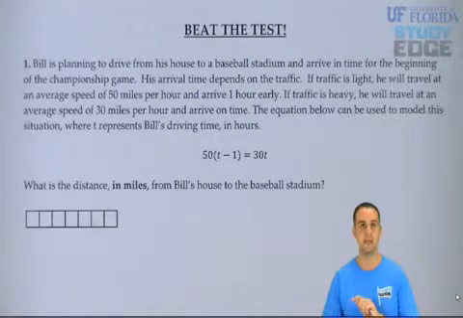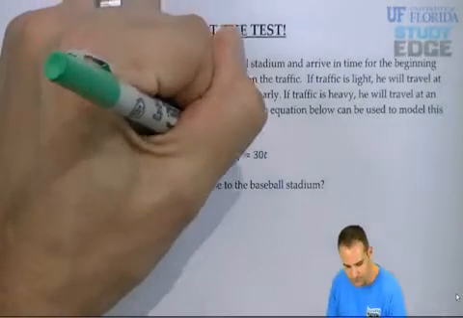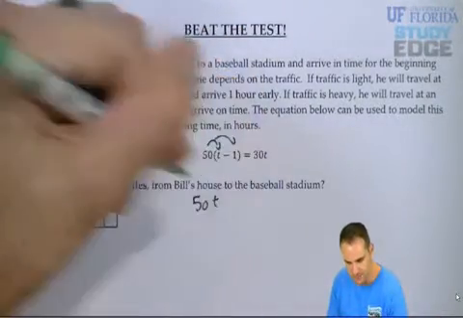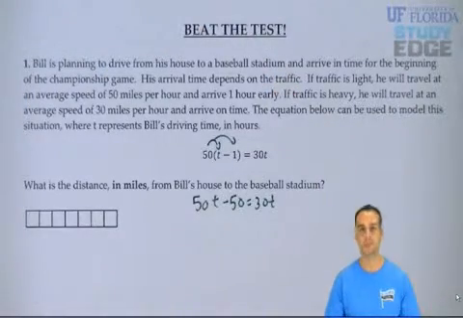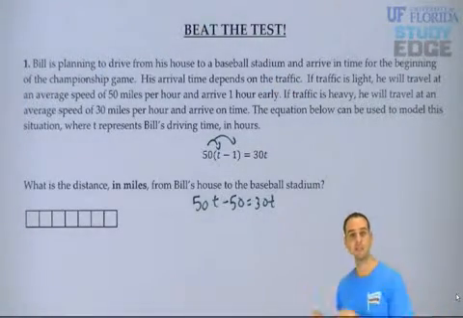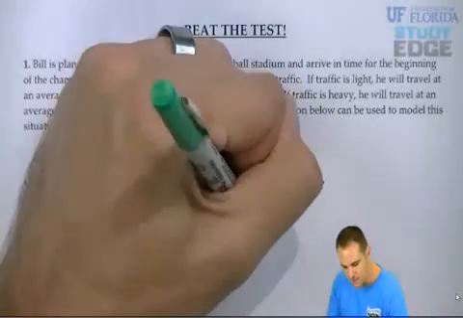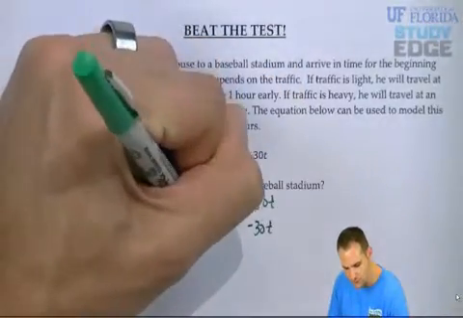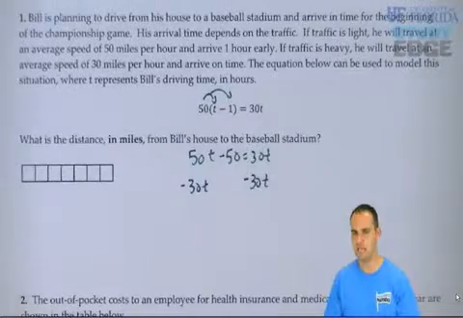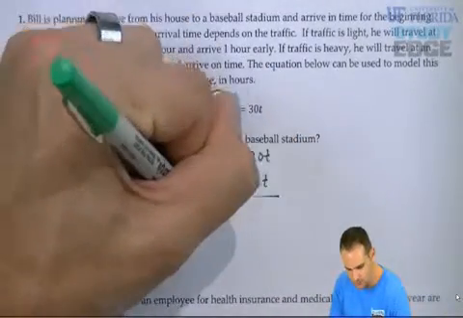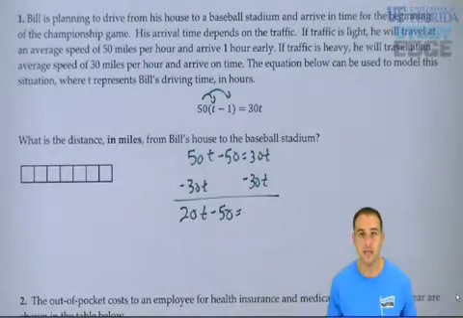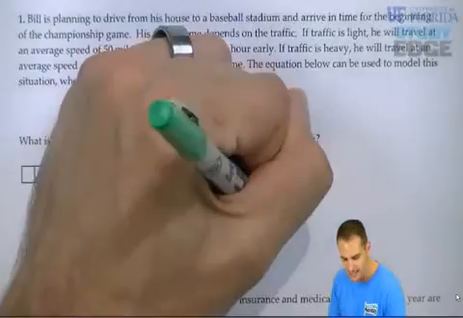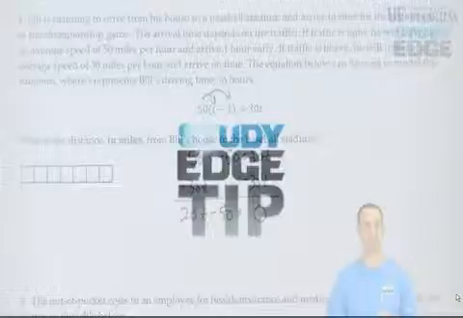Do they want this letter T? So here we go. I would start by distributing the 50, giving me 50T minus 50 equals 30T. Get my variables to one side, my numbers to the other, and divide. If you subtract 30T over to the left, be really careful here. You would get 20T minus 50 equals what? It's not just gone. If you have nothing left on one side, it is going to be 0.